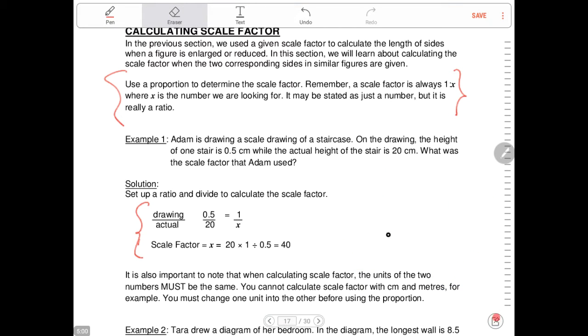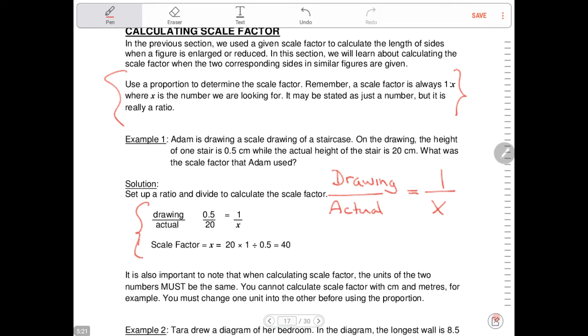which is about cross multiplying and dividing. So this is different now. So what they use now is this. They go drawing over actual, and they always equate it to 1 over x, and x is going to be your unknown.